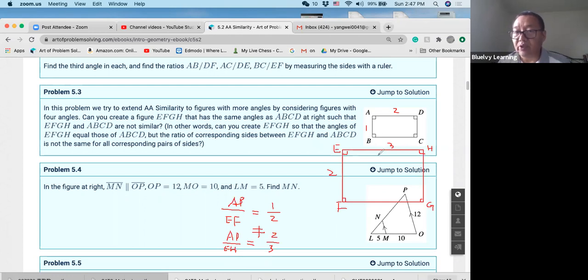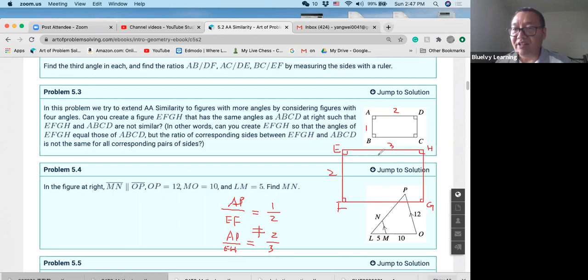So some student may ask why that happens. You already told us that if two triangles have corresponding angles congruent, then these two triangles are similar. While here, these two figures are not similar, even though all their angles are congruent. Why?